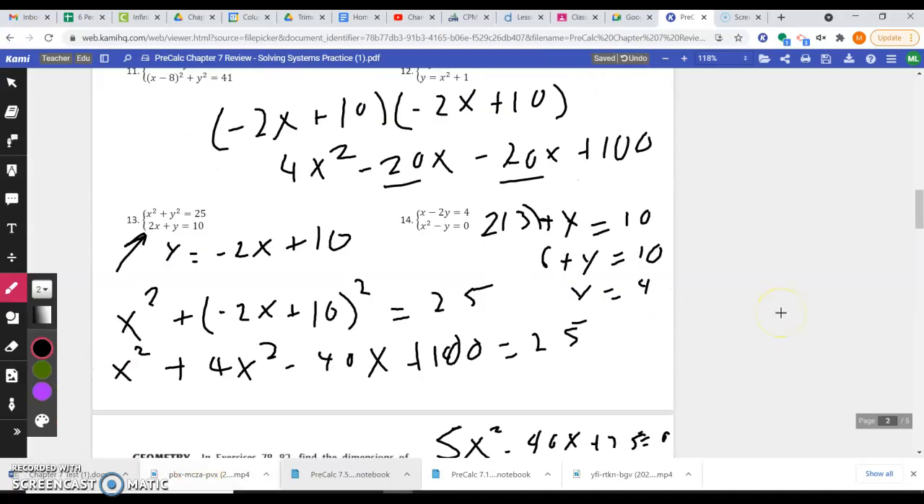So again, when you see a linear and a nonlinear, think substitution, because elimination is very difficult when you have these squareds here.